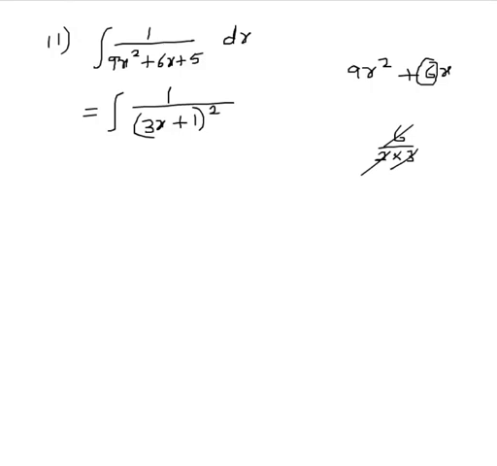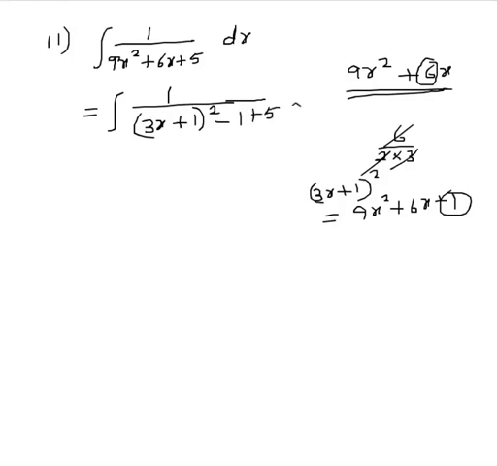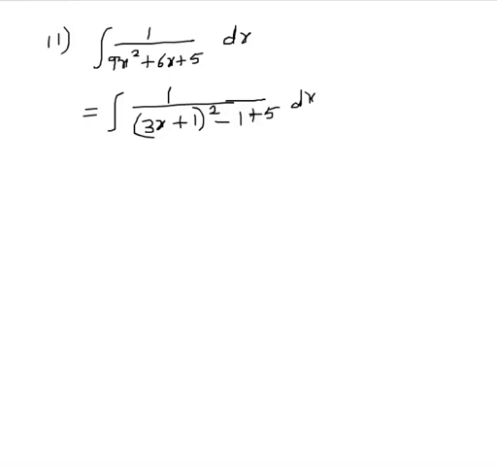The whole square. Let us expand and check. 3x plus 1 the whole square is 9x square plus 6x plus 1. So I have 9x square plus 6x. To cancel this, I have to subtract that b square term, and plus 5 is there in the expression. To do this integration chapter, you need lot of practice.